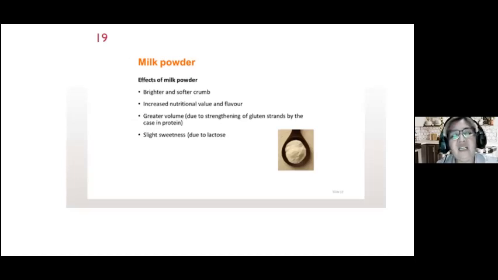Okay, another ingredient is the milk powder. The effect of milk powder on breads is that it adds brightness and softer crumbs. Of course, it increases the nutritional value and flavor of the bread, and it adds volume due to the strengthening of gluten strands in the case of protein. It has a slight sweetness due to lactose, or milk sugar.